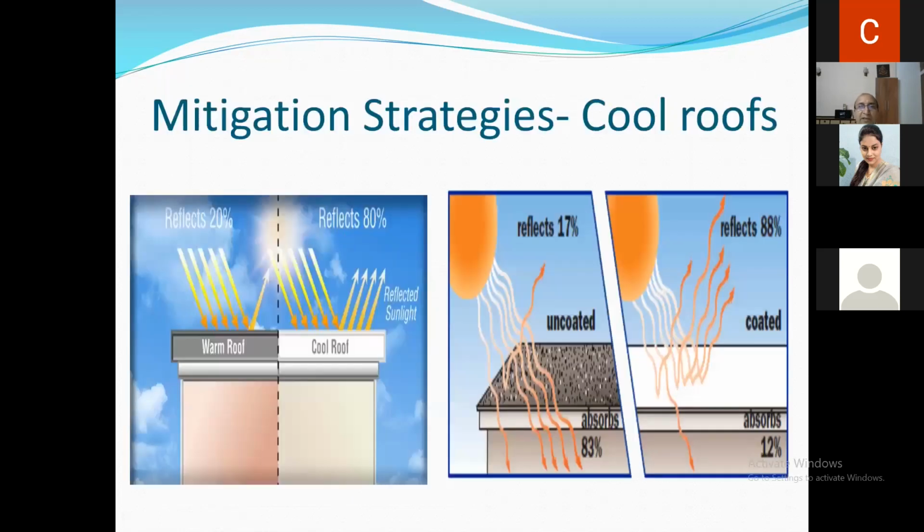So what are the mitigation strategies that we can employ to reduce these heat islands? We can make use of what are called cool roofs. One simple strategy is making the color white, because the white color reflects more of the incident radiation, as you can see over here. So this roof is going to be much hotter as compared to this roof. So this is the cool roof. This reflects around 80%, this reflects around 20%.